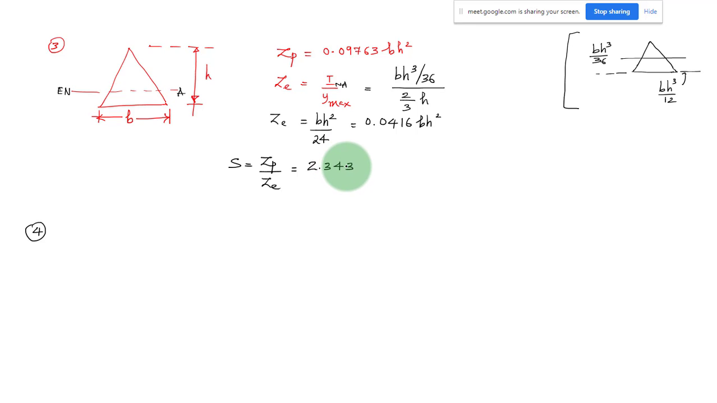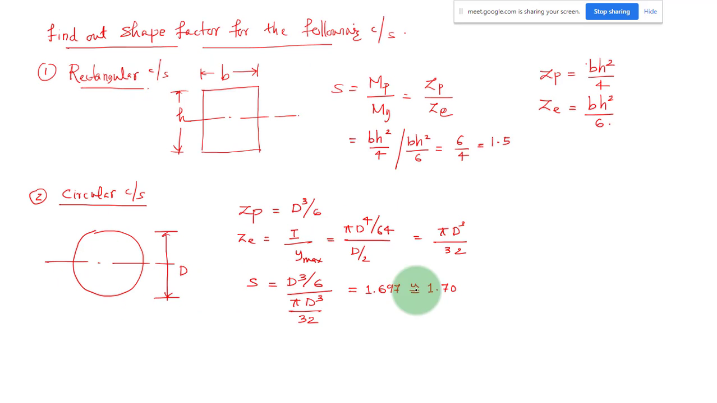2.34. Yes, this is also important. You are getting 2.34, so this value you have to remember. We have to remember triangular section 2.34, circular section 1.7, and rectangular or square section 1.5.